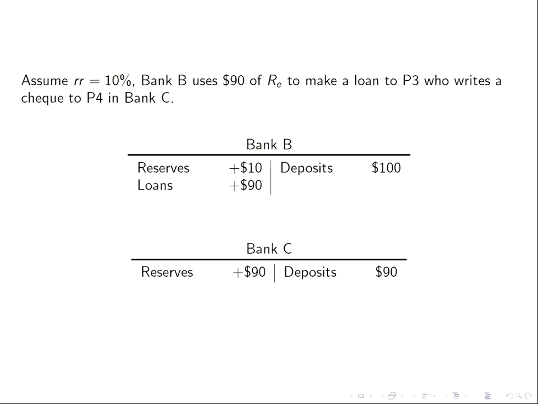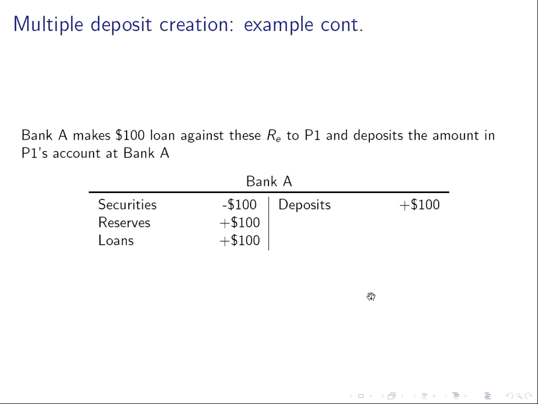Yeah, that's fixed. Now, in the case of just one bank, Bank A, what happens? Bank A made the loan to P1, and the deposit increased by $100. Now what happens when this person writes a check to P2, but P2 does not hold an account with Bank B? Where does P2 hold an account?